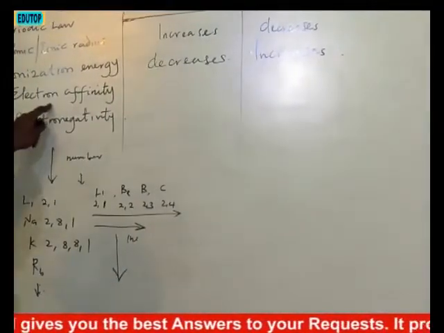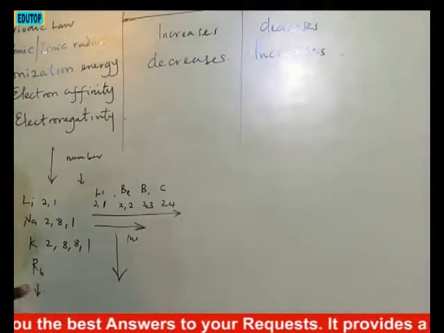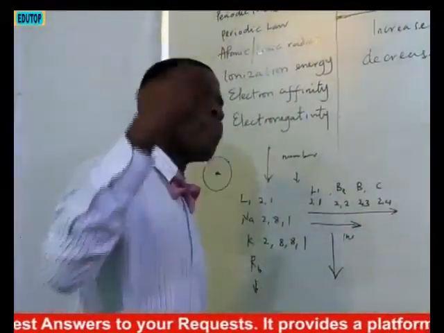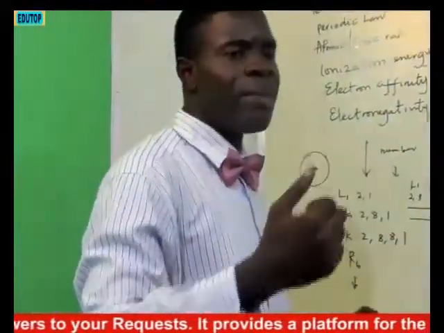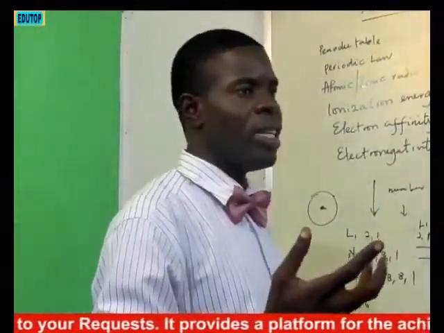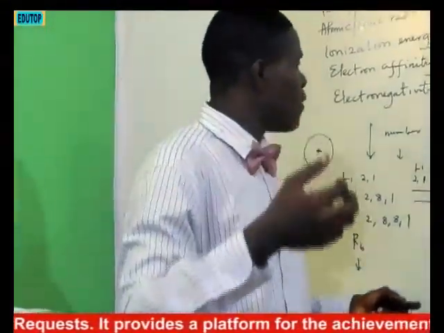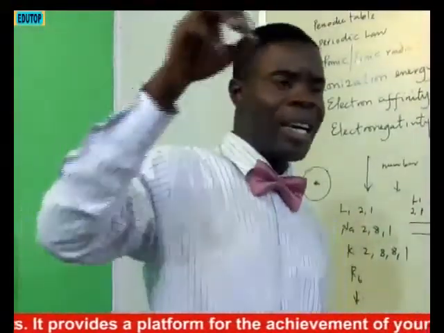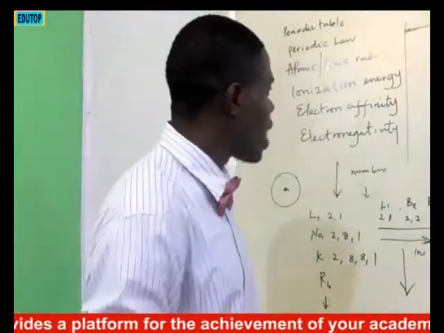Also, electron affinity. That is the energy required to add, this time around. In ionization energy, you are removing an electron. But in electron affinity, from the word affinity, affinity means what? Loving. It is electron loving. So electron affinity is the energy required to add an electron to an atom in a gaseous state to form a gaseous ion.